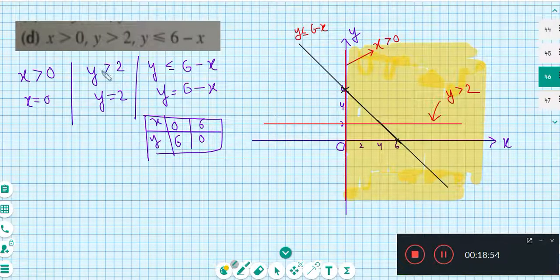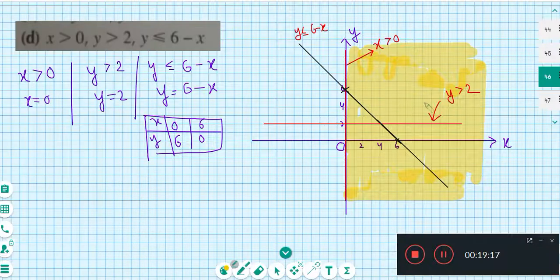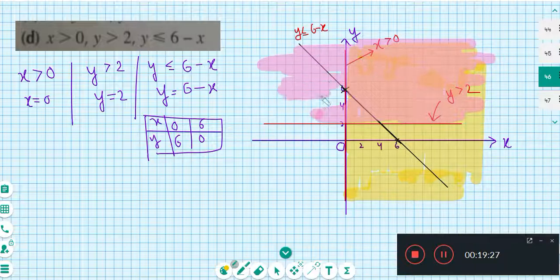Let me show you. I'm deleting the previous regions. So you can see that's this region. Inside this region, all the points satisfy these three inequalities. Let me show you. If I choose this point, suppose this point inside this region, this point is actually 1, 3.